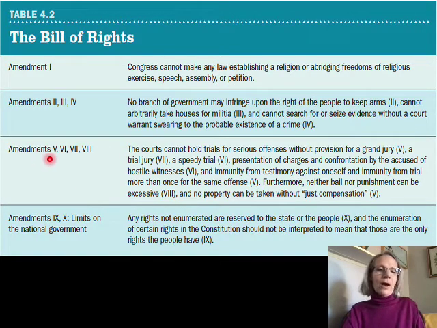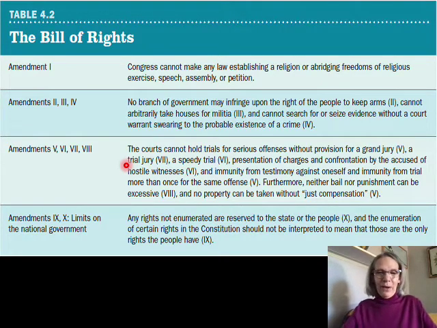And then Amendments 5, 6, 7, and 8 deal with telling the courts that they have to do certain things or cannot do certain things, that they can't try you without having a grand jury.